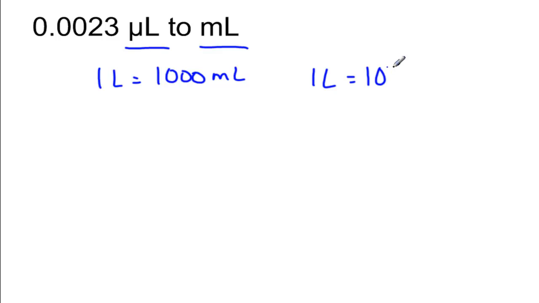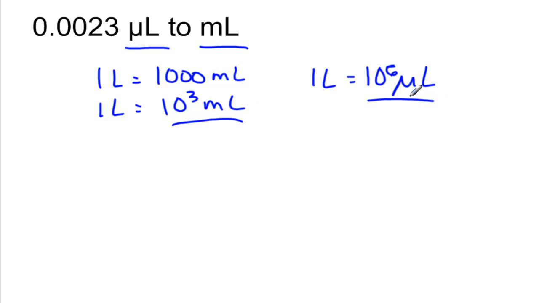Alright, one more example. Here we have microliters and milliliters. We know that 1 liter is 1,000 milliliters. And we know that 1 liter is also 10 to the 6 microliters. So I'm going to rewrite this. 1 liter equals 10 to the 3rd milliliters. You can see that both of these values are equal to 1 liter, so they're equal to each other. So 10 to the 3rd milliliters equals 10 to the 6th microliters.